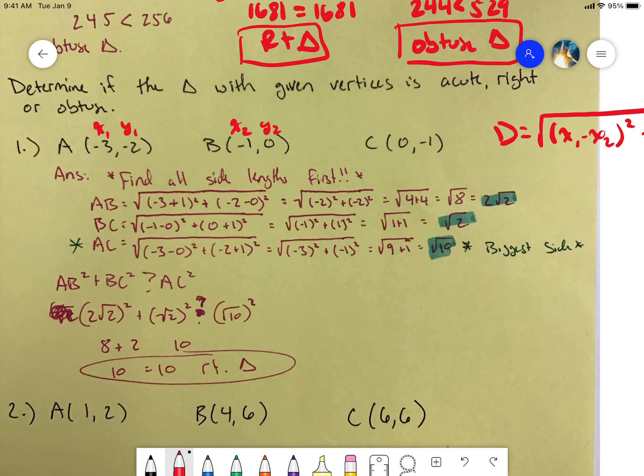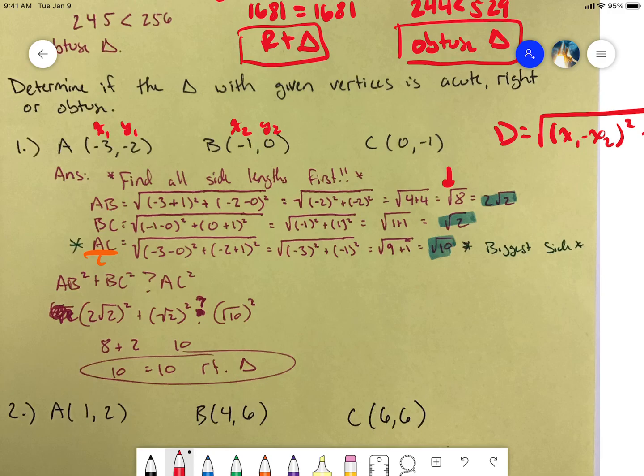Now again, just looking at these three, we have square root of 8, square root of 2, square root of 10. Obviously the square root of 10 is going to be the largest, so this would be my biggest side. So now, since I found those lengths, I want to see how they compare to each other. So I looked at AB squared plus BC squared and how it compares to AC squared. Because remember, this AC is my biggest side, so this has to be my c. Okay? Oh, I don't know why they turned orange all of a sudden. Okay? Or my largest side.